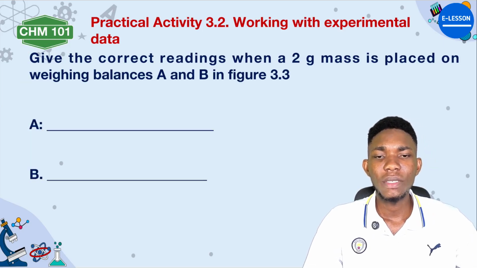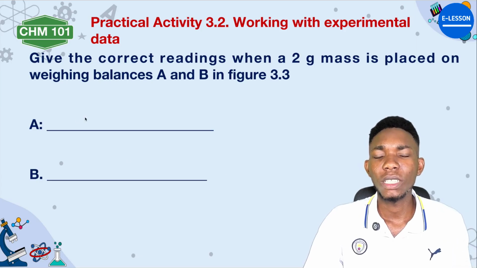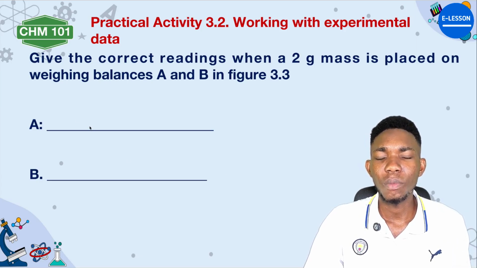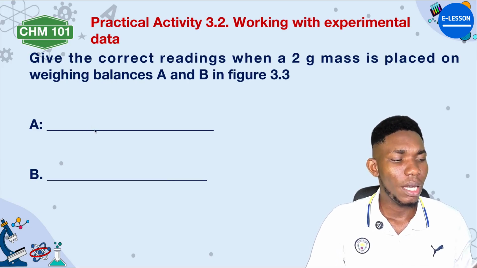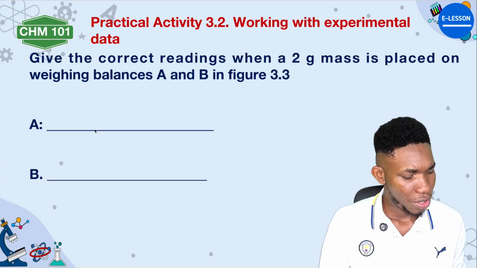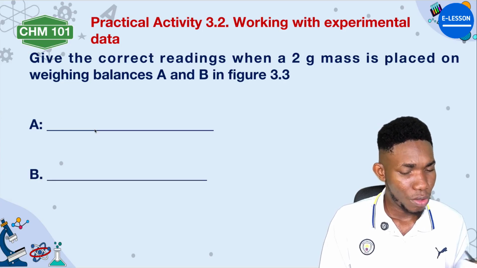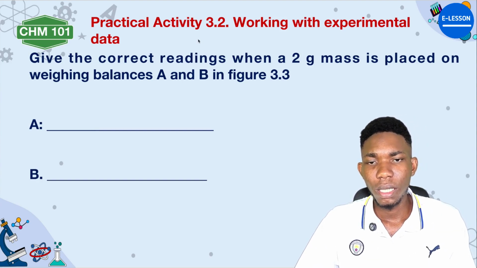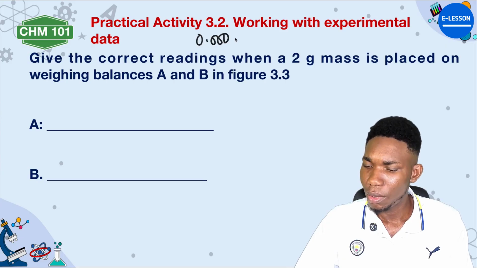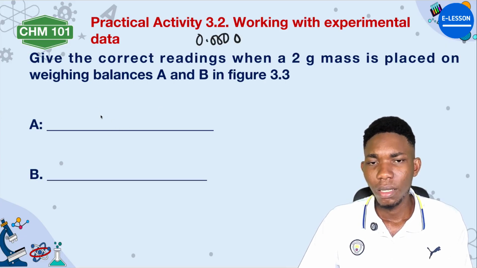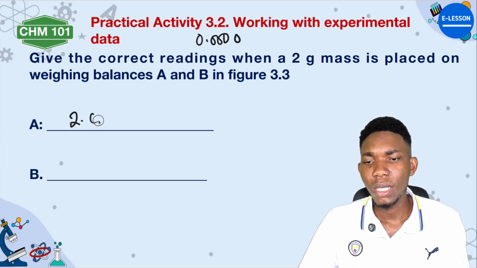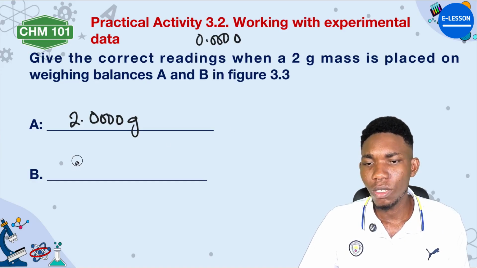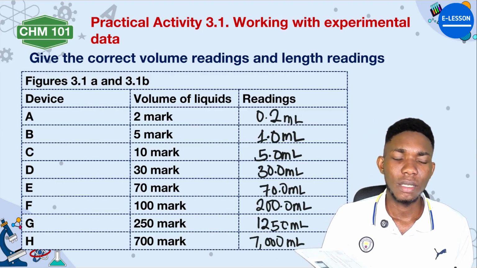Now it says give the correct readings when a 2-gram mass is placed on weighing balances A and B in figure 3.3. They gave you a particular figure there. Now for A, this is in page 19. For A, the reading is read to 4 decimal places. So for A, it's going to read 2.0000 gram. For B, it's just going to read 2.00 gram. Is that okay? Exactly.